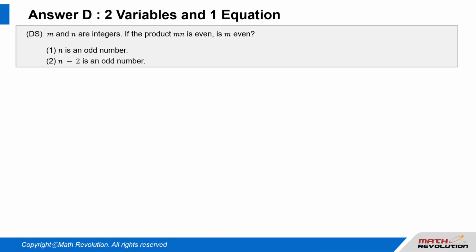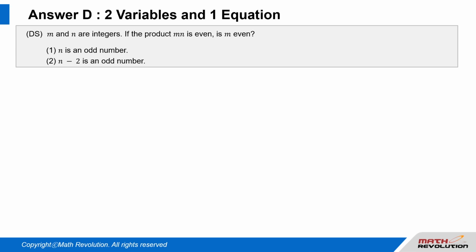Question 8. Answer D of two variables and one equation. DS. M and n are integers. If the product of m times n is even, is m even? Condition 1. N is an odd number. Condition 2. N minus 2 is an odd number.